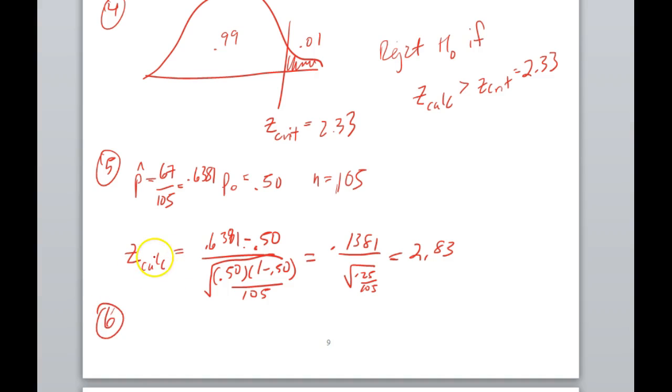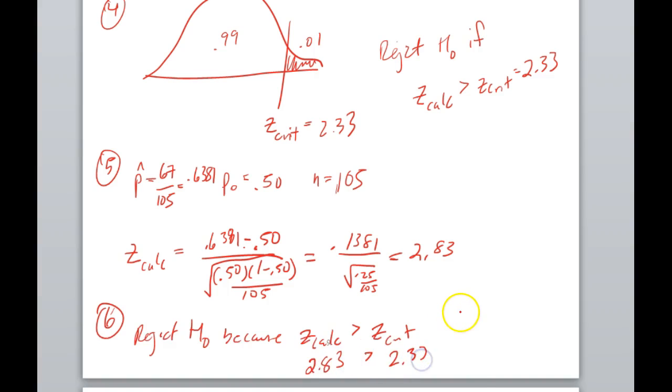So for number 6, we make our statistical decision. Do we reject or do we not reject? Well, all we have to do is take what we have in 5 and look at the rule for 4. What we have in 5 is our Z calc of 2.83, and we reject if that is greater than our Z crit. Our Z crit is 2.33, so yes, we reject. So we say reject H naught because Z calc is greater than Z crit, and that's 2.83 is greater than 2.33.